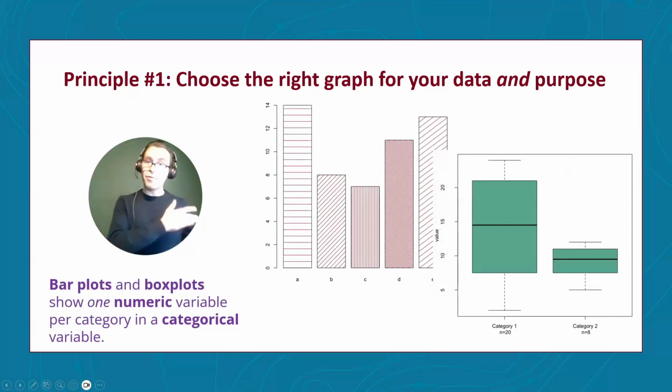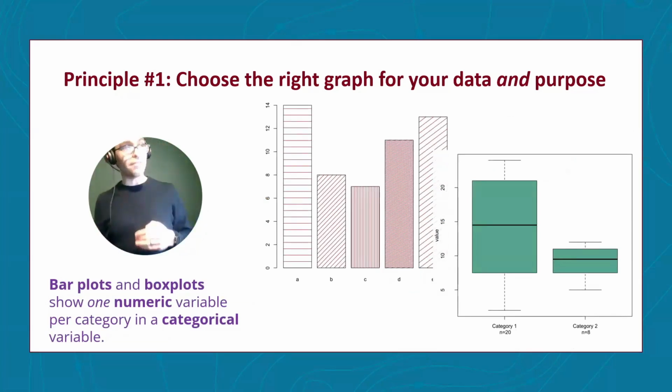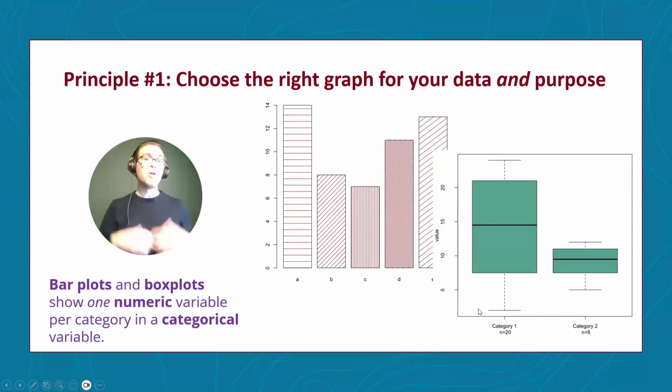Now, if you have one numeric and one categorical variable, bar charts or box plots, as shown here on this slide, are your best choices. You can communicate the numerical data using these graphs along one axis, and you can use a single bar or a single box plot per category in a categorical variable in the other direction.